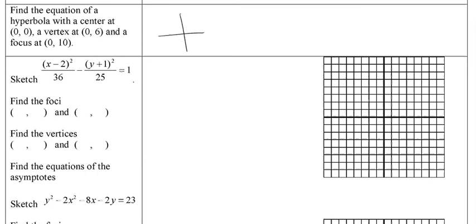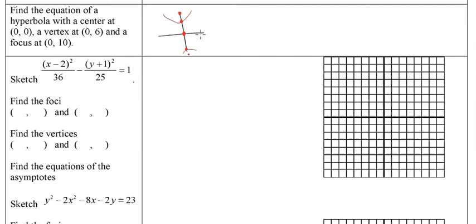Well, if our center is at (0, 0) and we have a vertex at (0, 6), that means we'll also have a vertex at (0, -6). We can see that this is going to have to be opening upward and downward. It never even touches the x-axis, so there's no way it could be opening left and right. Now it also has a focus at (0, 10), so up a little bit higher, and that means there'll also be one at (0, -10).